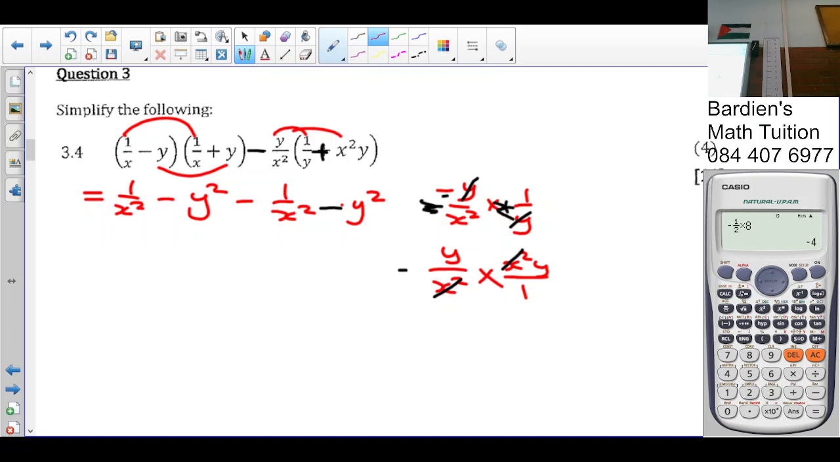Okay. Well, what do we notice now? What is 1 over x squared minus 1 over x squared? Cancel. Gone. What is negative y squared minus y squared? Negative 2y squared.